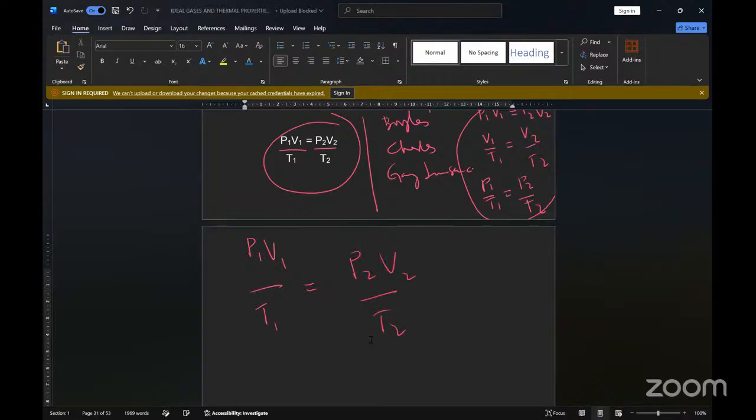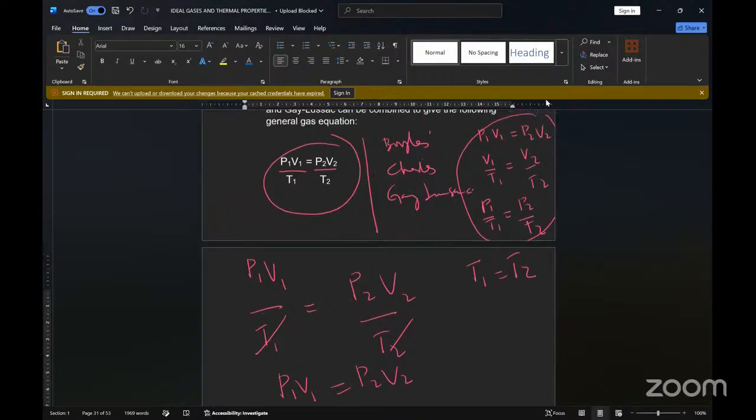So if we're dealing with Boyle's law, temperature is constant. So it means T1 is equal to T2. If T1 is equal to T2, they cancel out. So this one and this one cancel, and therefore you're going to have P1 V1 is equal to P2 V2, which is the same thing as Boyle's law here. This first one that I wrote, P1 V1 is equal to P2 V2. So we have proved this.